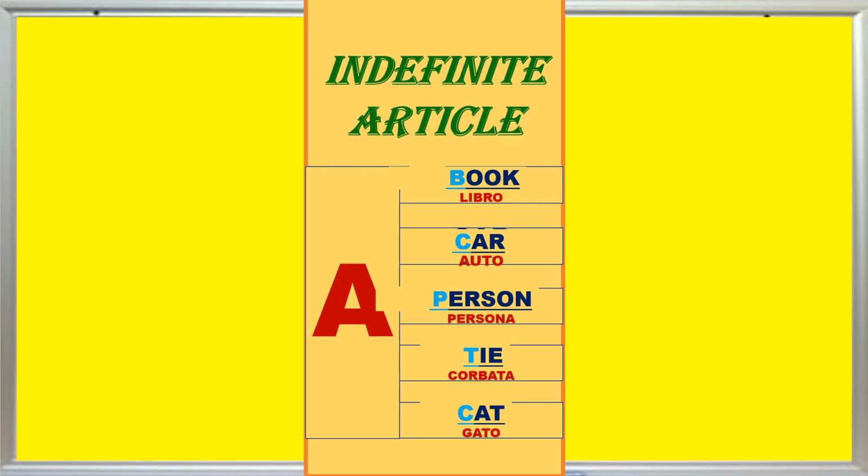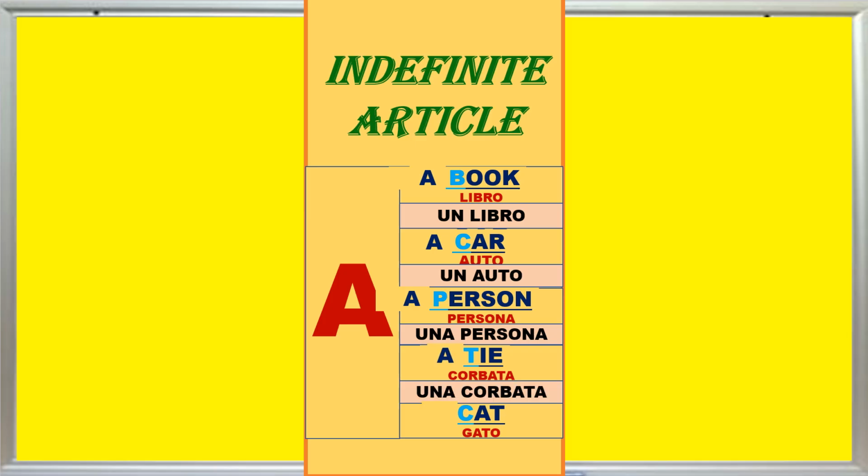Okay? So, to say a book in Spanish, we should say un libro. To say a car in Spanish, we say un auto. To say a person in Spanish, we say una persona. To say a tie in Spanish, we say una corbata. And to say a cat, we say un gato.